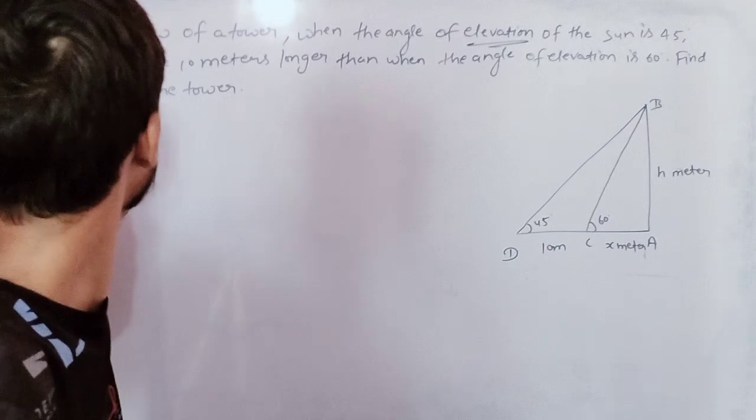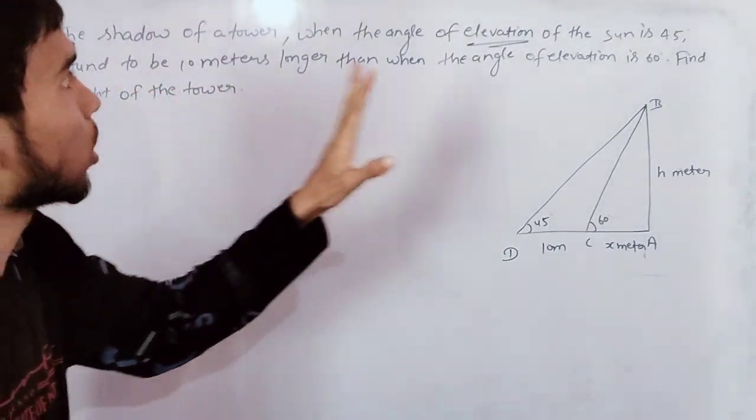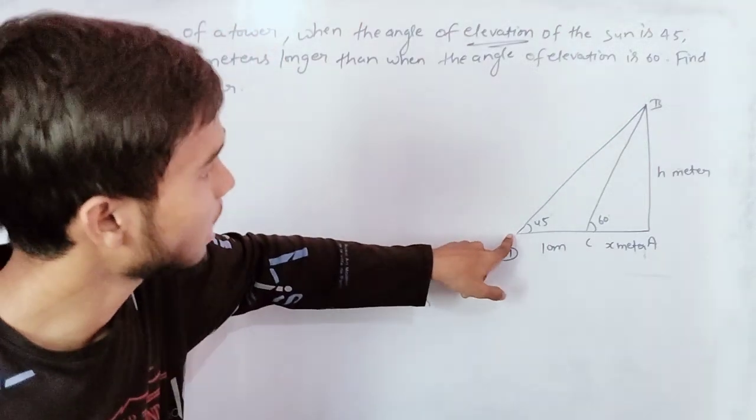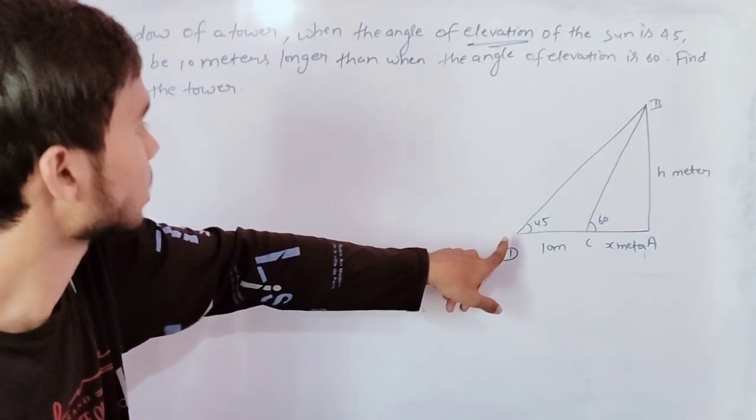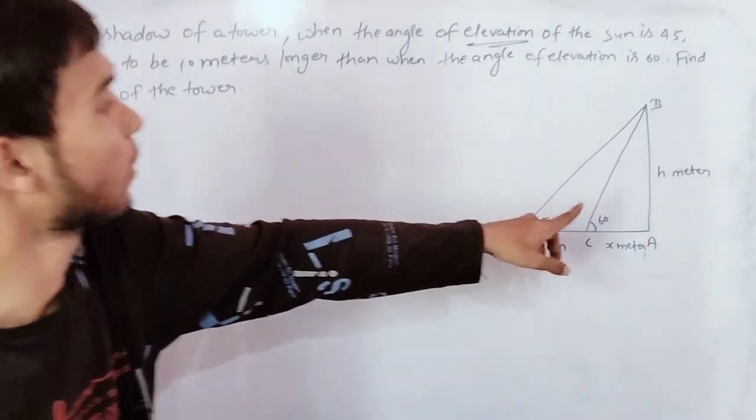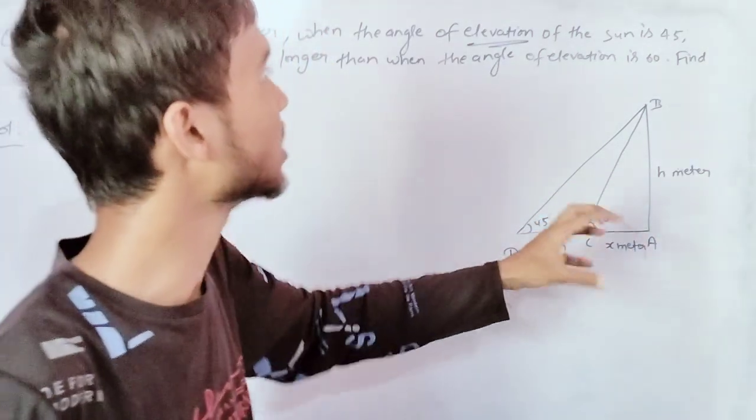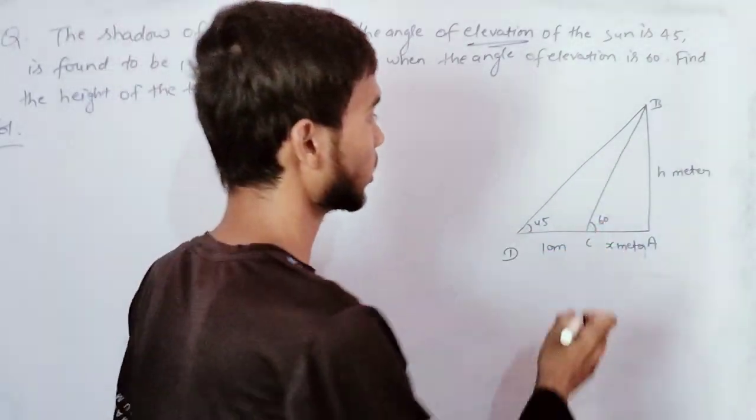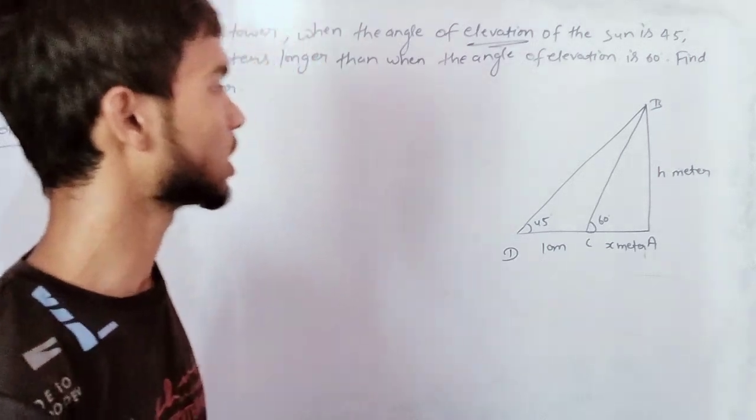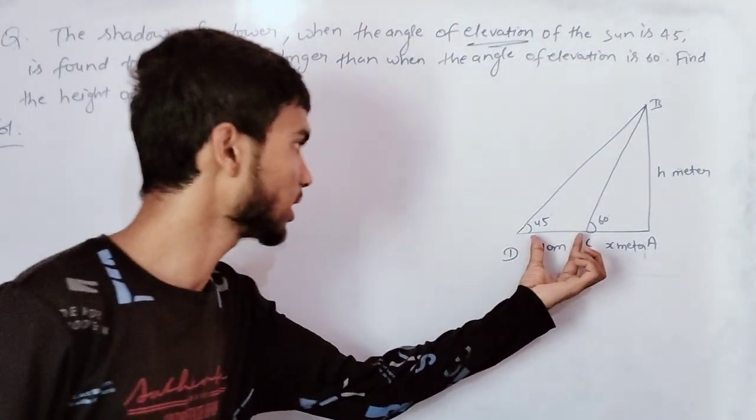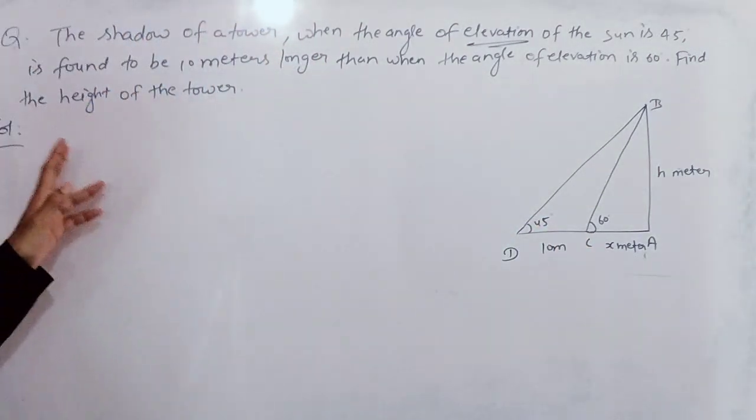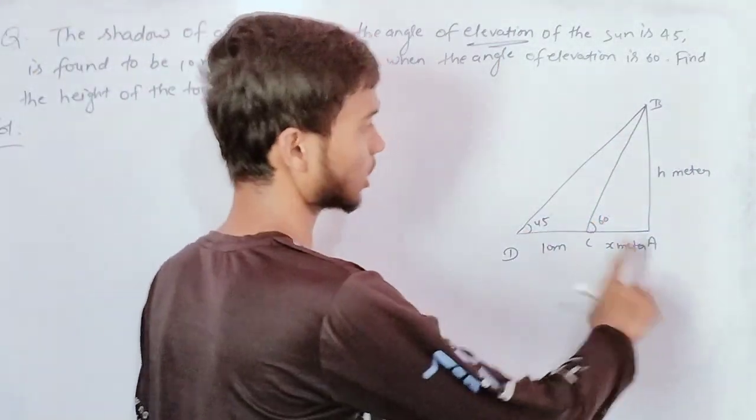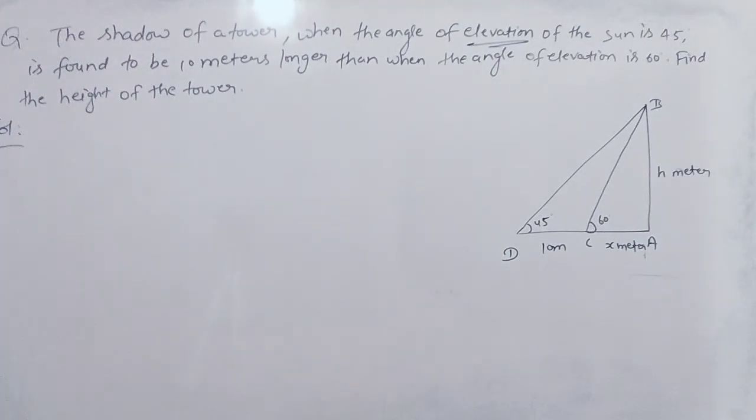This is 45. The shadow is found to be 10 meters longer than when the angle of elevation is 60. So this is 45 and the longer shadow is away from the point where the angle of elevation is found to be 60 degrees. Between them is 10 meters. Find the height of the tower. We don't know this, so we can take it as x.